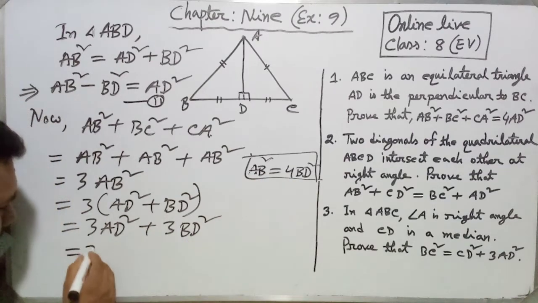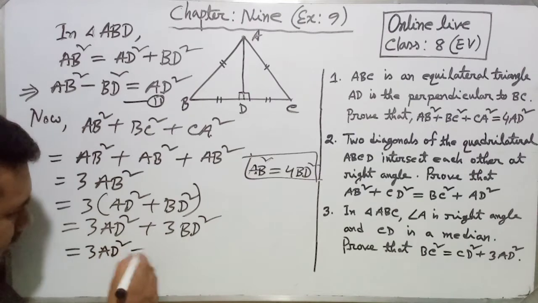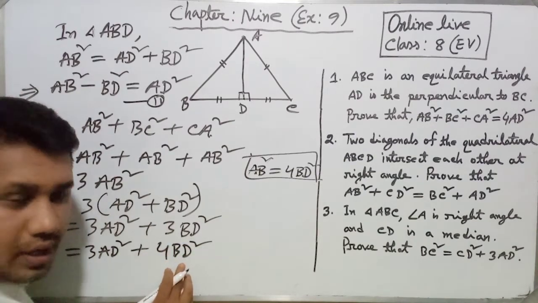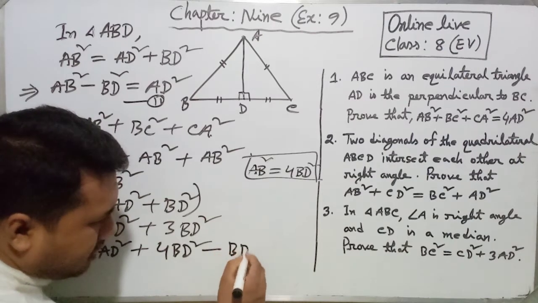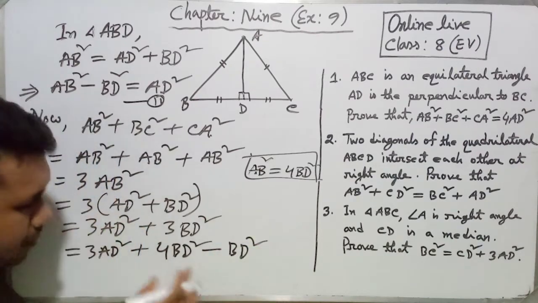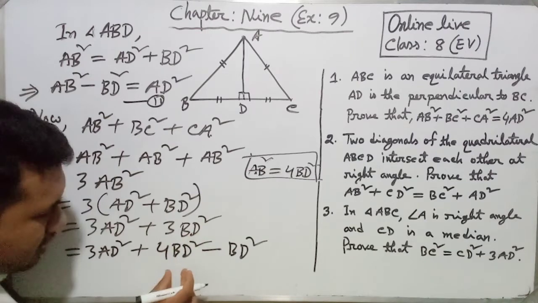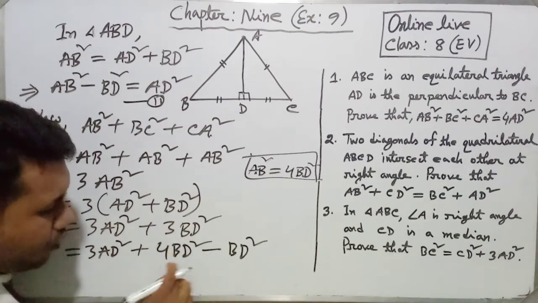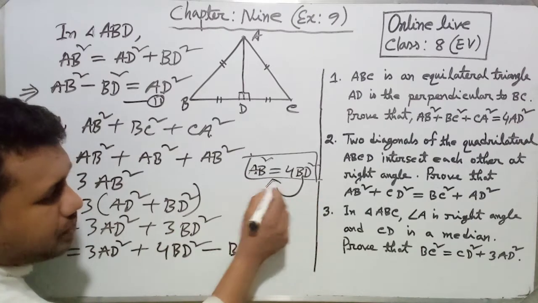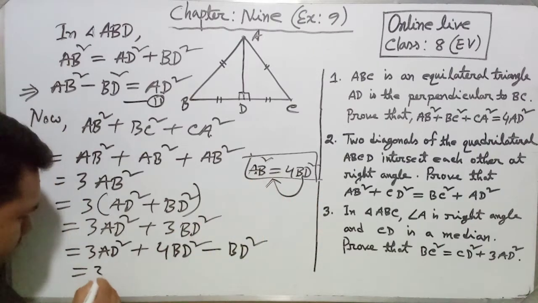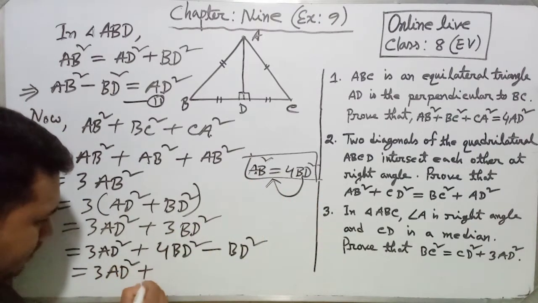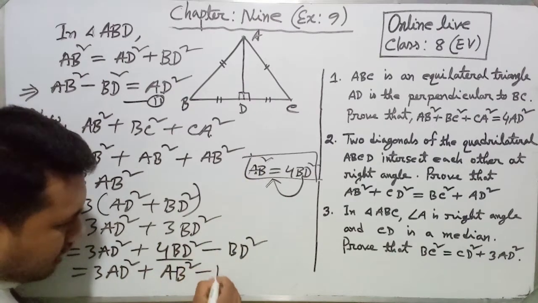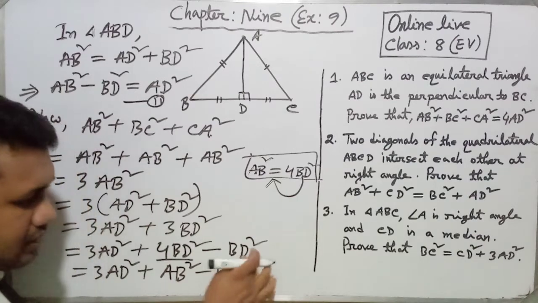So we can write 3AD square plus 4BD square. If we write 4BD square now, and if we write BD square, so no problem. Look, 3BD square, now 4BD square minus BD square. So it will be 3BD square. Why 4BD square? Because then we will write AB square. Now we can write 3AD square plus, for this one we can write AB square. Now BD square. This BD square.